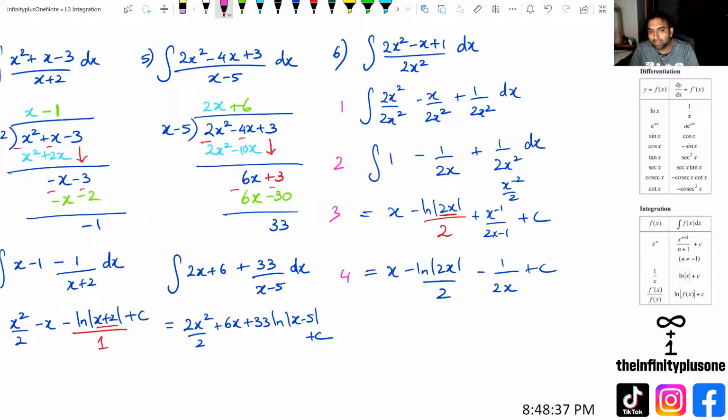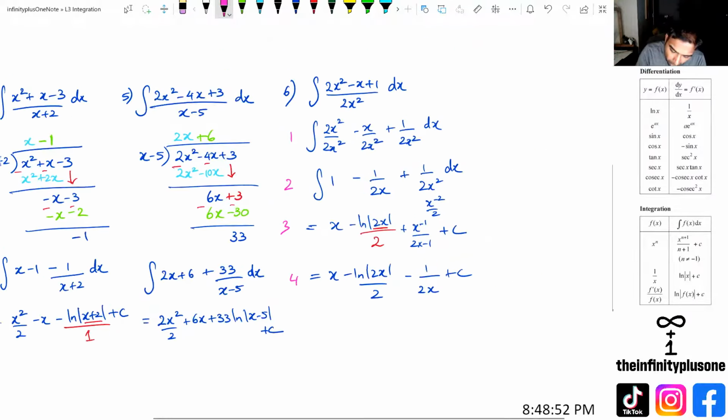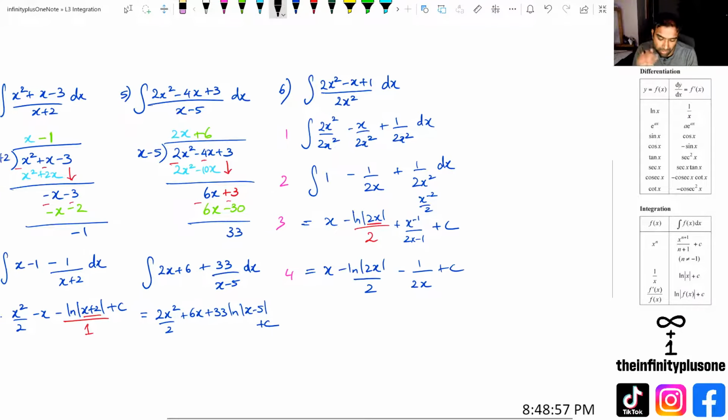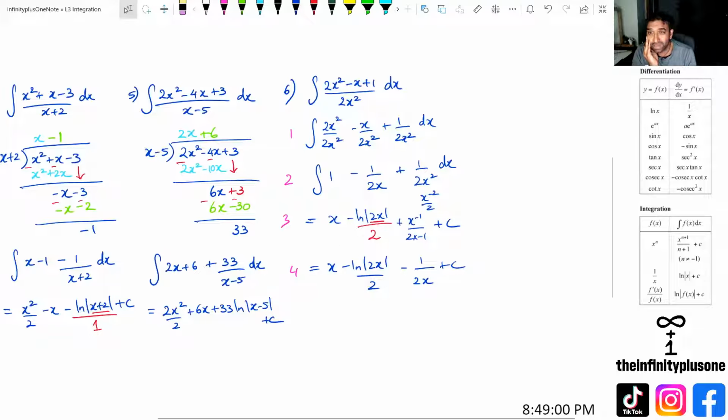Right. Because integration of 1 is x, and then 1 over 2x just becomes ln of 2x over 2. Because see, normally you would use long division if you can't cancel the items out. Like if you look at question number 5, you've got x minus 5 in the denominator. So if you separate all the elements, you would write it like this: 2x squared over x minus 5 minus 4x over x minus 5 plus 3 over x minus 5.